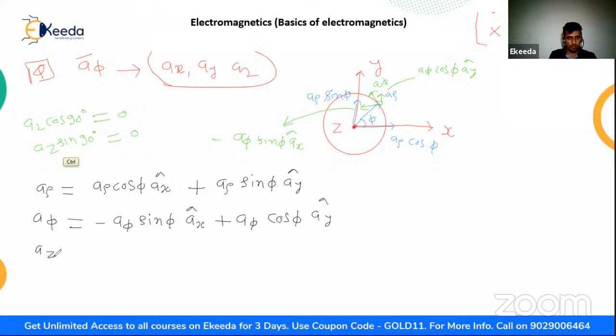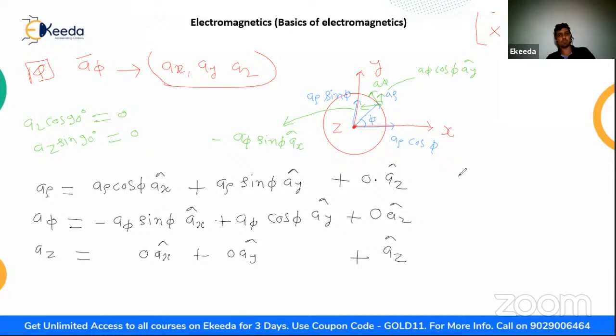And the breakup of az: you can simply say that az is given by 0 multiplied by ax cap, 0 multiplied by ay cap, and 1 multiplied by az cap. The x and y components will be zero because there is an angle of 90 degrees, since a phi is in the xy plane and az is at 90 degrees with respect to the xy plane. So from this you can just derive a matrix.